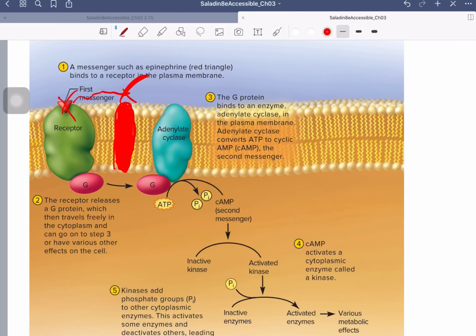Okay, that's a quick walkthrough. This is a very important system. I also included on our webpage a little video that describes the second messenger system. Feel free to read through your textbook, and if you have any questions, let me know in our Zoom meetings.